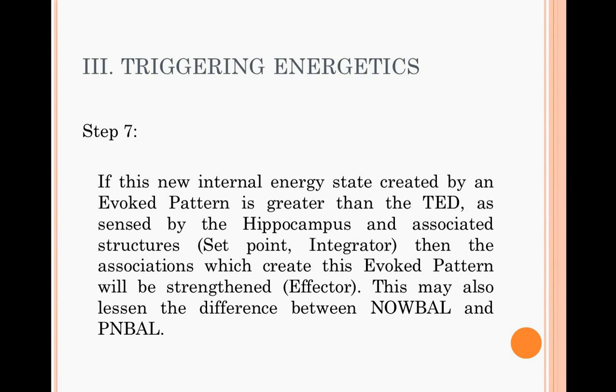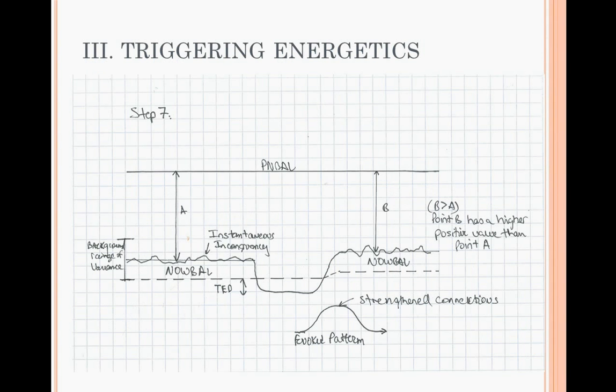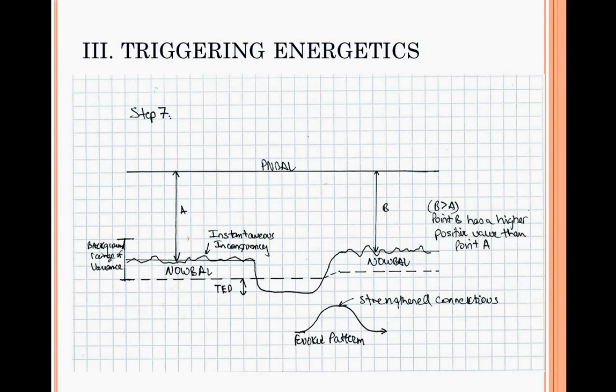Then the associations which created this evoked pattern will be strengthened. The effector may also lessen the difference between the non-optimal wants baseline activity level and the primary needs baseline activity level. You can see this on the diagram. So we have the system going along here. We have instantaneous incongruency, and if it goes down and goes around across there, and if it comes back up, then the non-optimal wants baseline activity level might actually be higher.